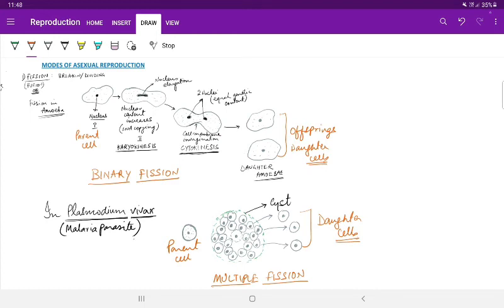So that's all students. In this video we have discussed about the fission in amoeba and in Plasmodium vivax. In my next video I will talk about budding, fragmentation and regeneration.